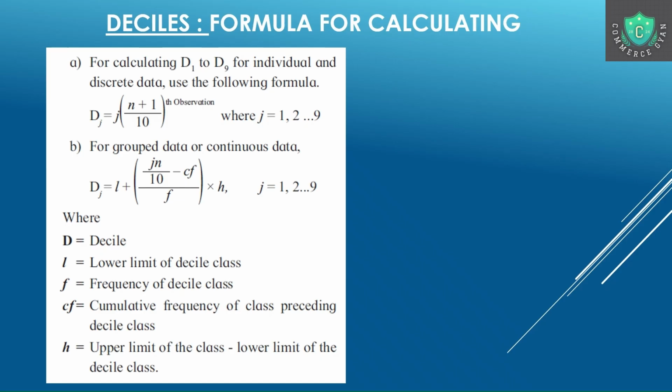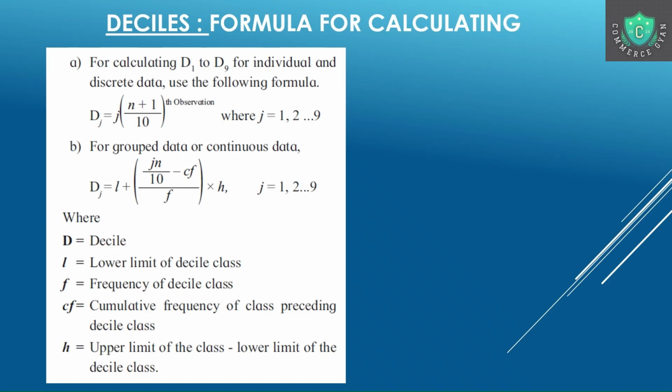What about grouped data or continuous data? Here we will use Dj is equal to L plus (jn divided by 10 minus Cf) upon f, into h. First we find out the decile class by the first formula, and then we use the second formula. L is the lower limit of the decile class. Jn is the decile number, 1, 2, 3, 4, whatever, into n, the number of observations. Cf is the cumulative frequency of the class preceding the decile class. And h is the upper limit of the decile class minus the lower limit of the decile class.